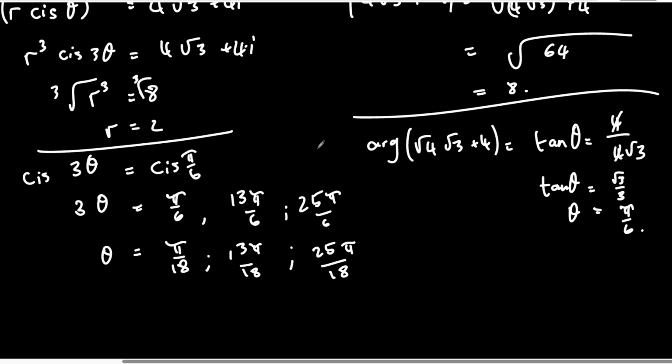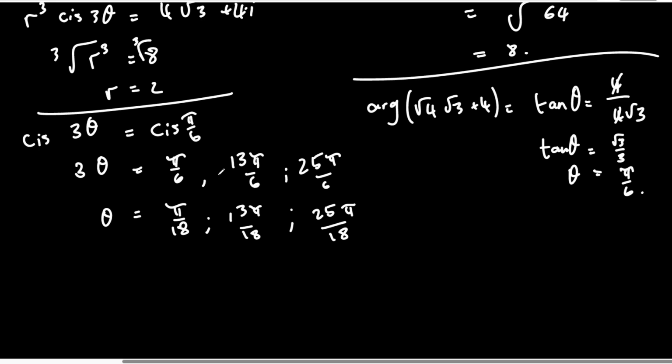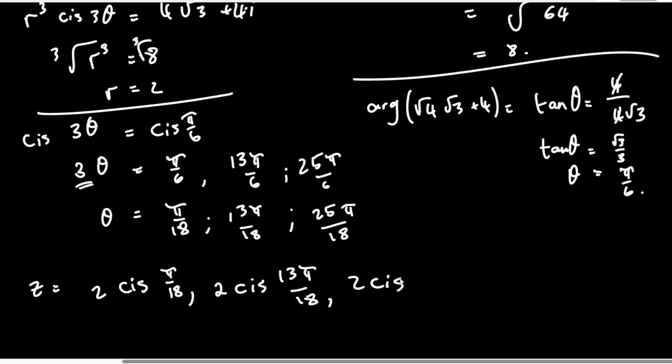And since this is the case, we know what the new modulus is. So we can then say z, because I need 3 of them, corresponding with this 3. We know that the new modulus is 2 cis pi over 18. We also know 2 cis 13 pi over 18. And we also know 2 cis 25 pi over 18.